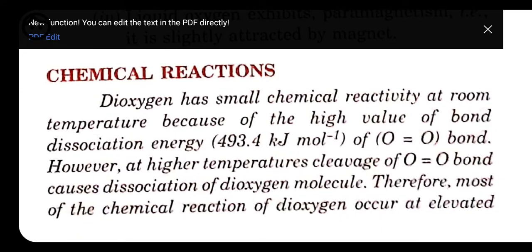We know dioxygen is reactive in nature, but at room temperature it is less reactive because of the presence of the double bond. And this double bond has a high value of bond dissociation energy, that is 493.4 kilojoule per mole. So it can dissociate, but at room temperature it shows less reactivity, but as the temperature increases, the bond can dissociate very easily, and then it shows reaction. Okay, so let's have some of the chemical reactions of dioxygen.